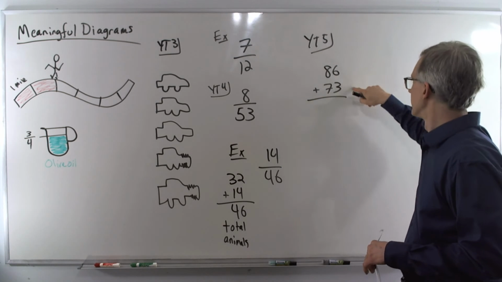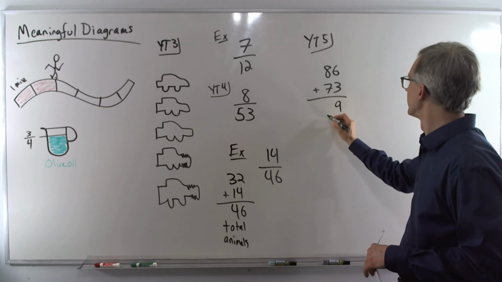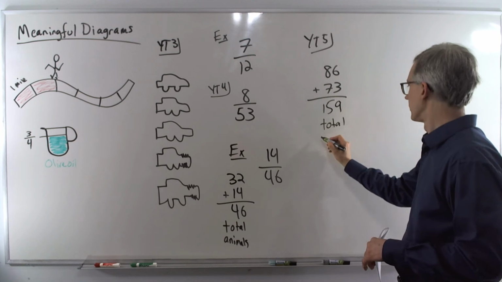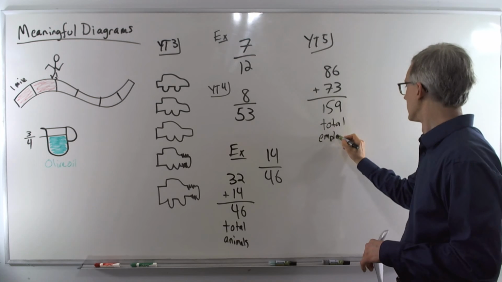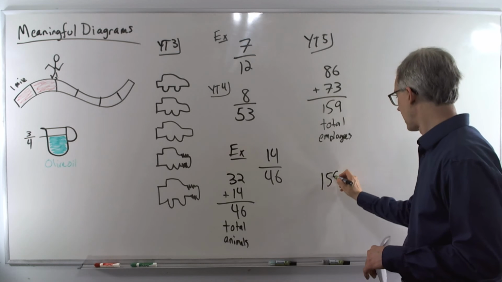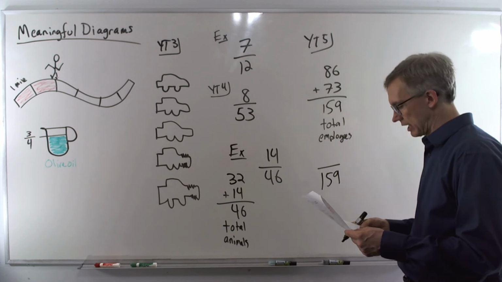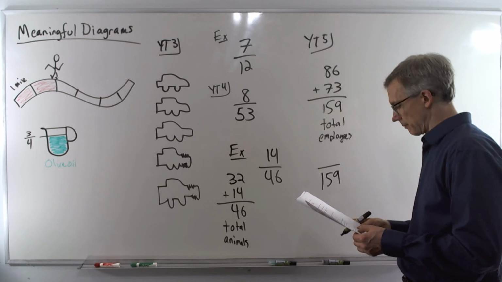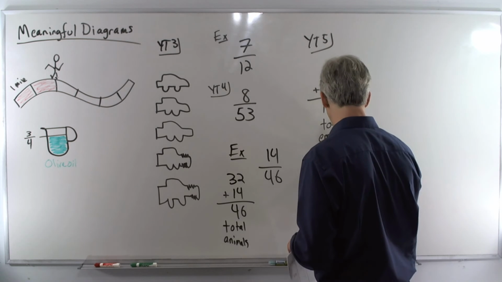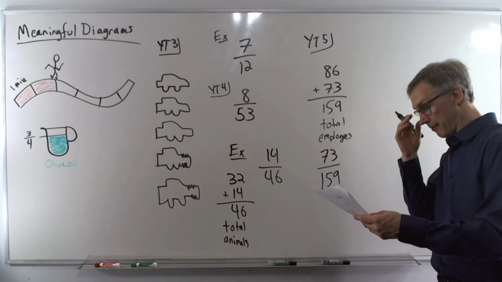All right, so add the two groups together: 159 total employees. So that 159 is going to go on the bottom of the fraction. And the question asks for the part of the employees that are male. There are 73 males, so it's 73 on top, 159 on the bottom.